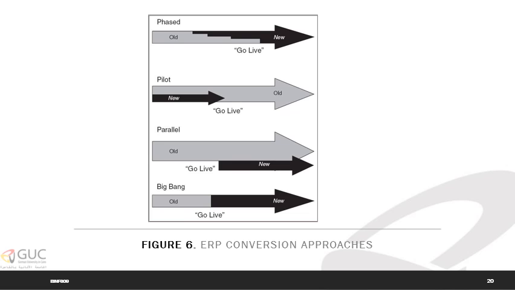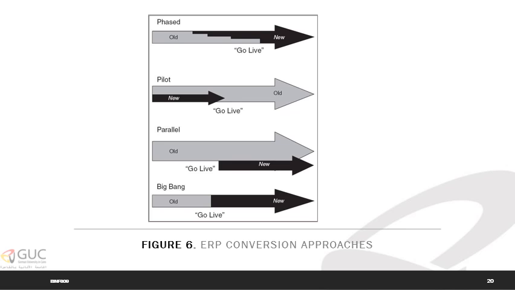The third approach is the parallel, which has the most upfront cost because the ERP system is implemented and used in conjunction with the legacy system. This approach is best used when the risk of ERP failure is of important concern.